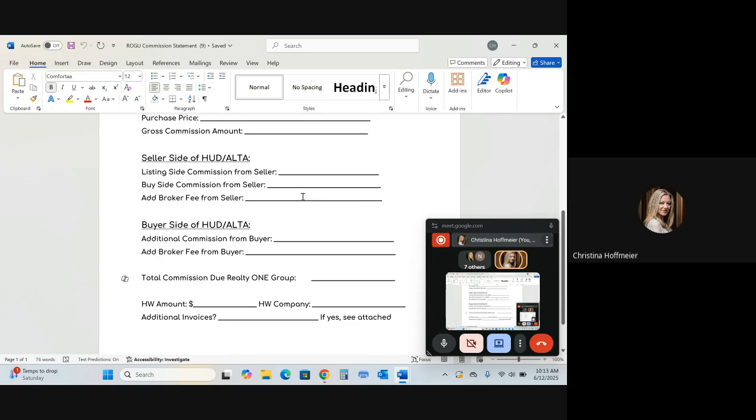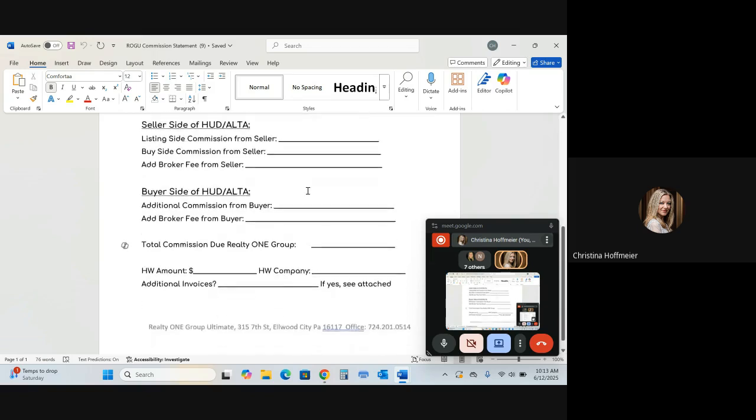So where we get tripped up a lot of times is we try to assume what the other person is getting because there's a line for it. You want to fill it out. You don't have to fill in all the lines. You only have to fill in the lines that matter to you and to your clients.